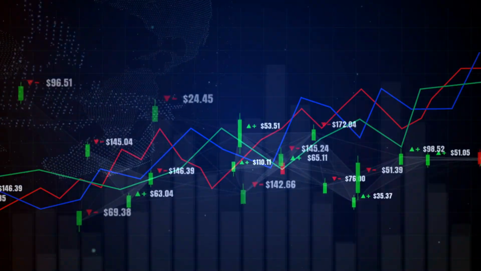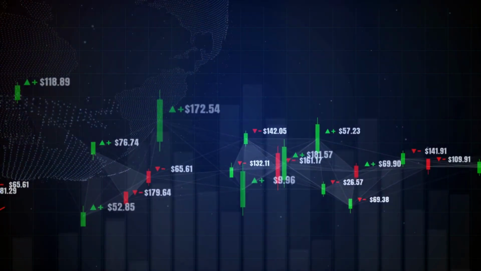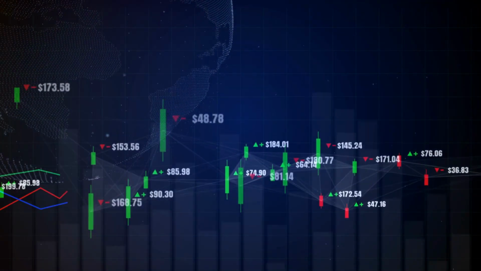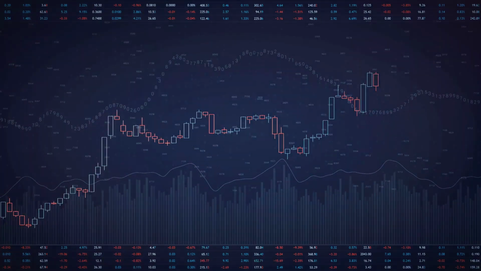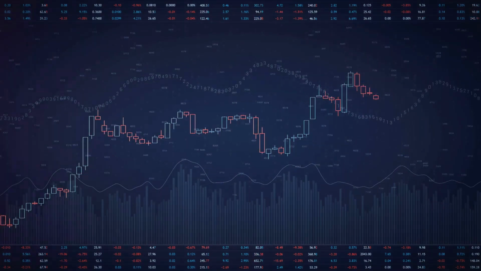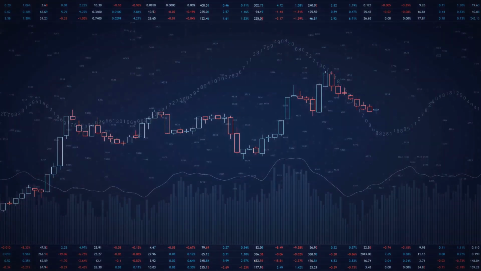Next, we have the hammer. A hammer pattern has a small body and a long lower shadow resembling, well, a hammer. This pattern often forms during a downtrend, hinting that the market might be hammering out a bottom, and a reversal could be imminent. Lastly, let's talk about the engulfing pattern.